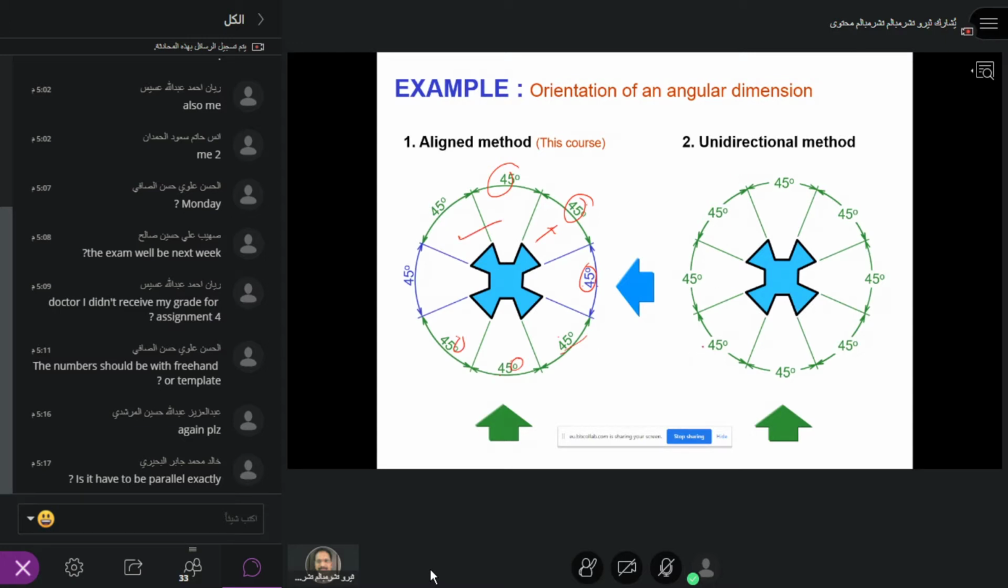And the unidirectional method is always horizontal. See, it's always horizontal, irrespective of the angle. So this is the unidirectional method, and that is the aligned method. If you use any one method, it's fine with me. But we are using the aligned method so far, and never mix these together. Never mix them. That's wrong.